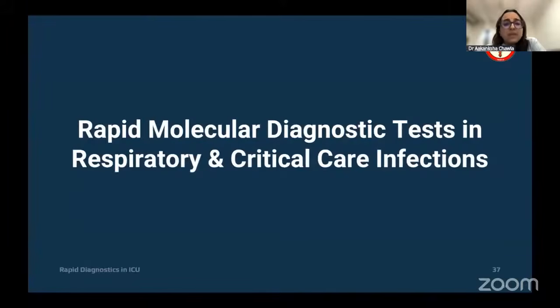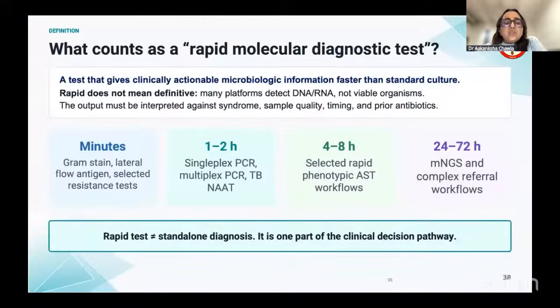Now, after the basic microbiology workflow, let's look at the rapid molecular diagnostic tests that we were told about by Dr. Ram Gopalakrishnan in the last lecture. A rapid molecular diagnostic test is a test that gives you clinically actionable microbiological information faster than the standard culture. And rapid does not mean definitive. Remember that, because many platforms detect DNA and RNA and not the viable organism. So it is a part of the clinical decision pathway.